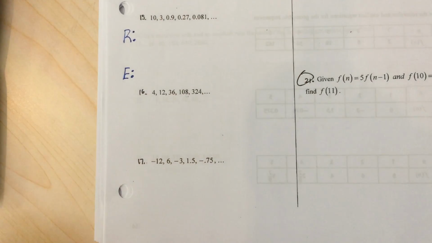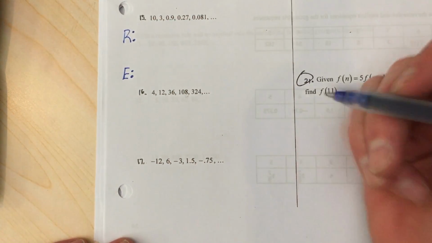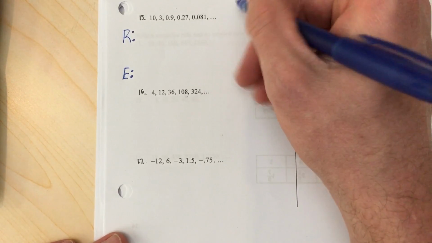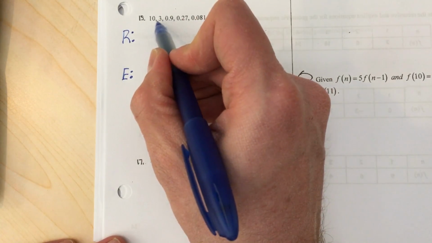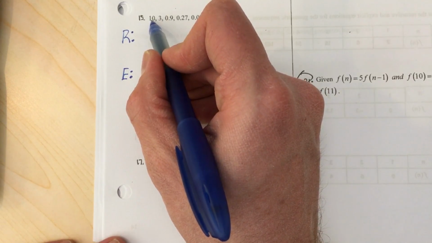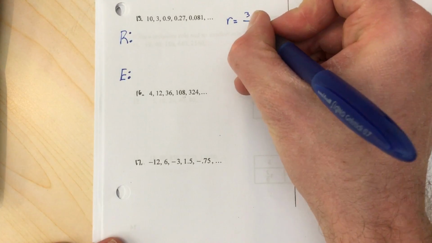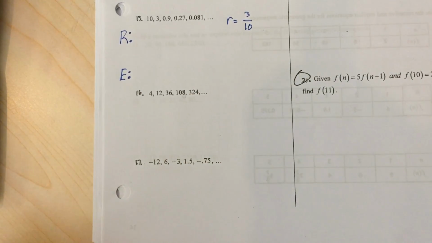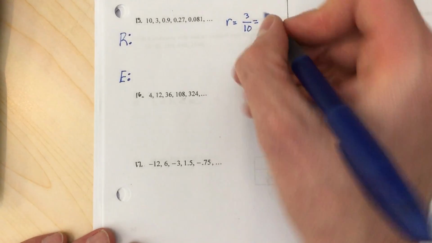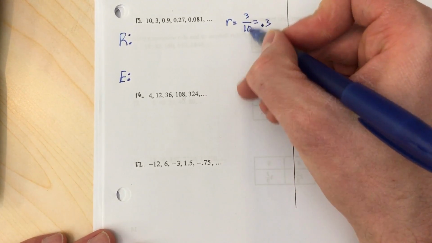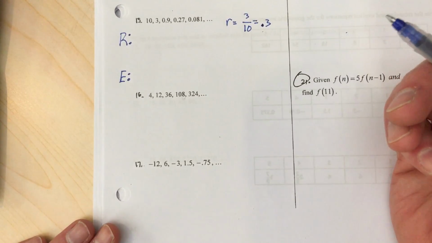Both the recursive rule and the explicit rule start with finding the common ratio. If you did the warm-up, you were able to find that common ratio by dividing the second term by the first term. So that would be 3 divided by 10, which equals 0.3. So our common ratio is either 3 over 10 or 0.3. However you want to write it, however you did it in your calculator is fine with me.